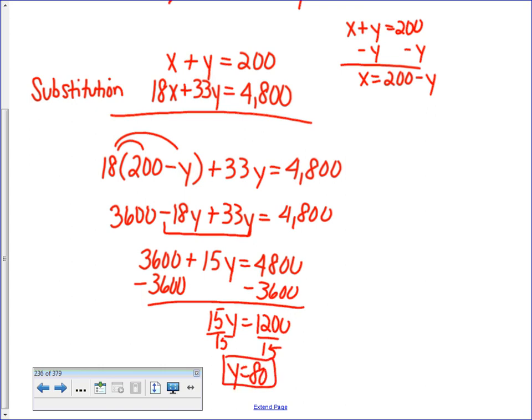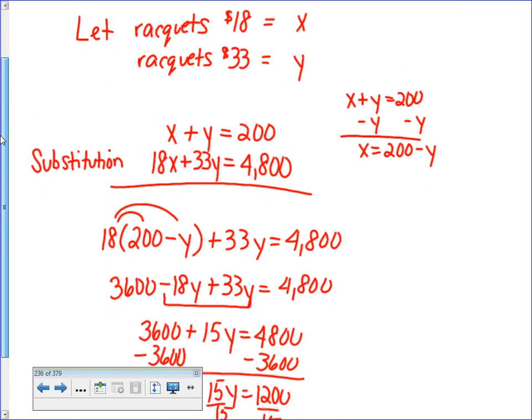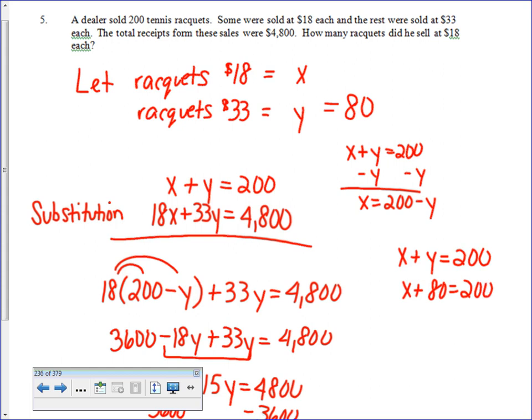Again, if you get a decimal, you can't have part of a racket, so that wouldn't make sense. So I know that my Y was 80. So I have 80 rackets totaled at $33. Again, X plus Y had to equal 200. So now I'm going to substitute the 80 in for the Y, which means that X has to equal 120. And again, please put this back into your let statement so I know what I'm talking about.